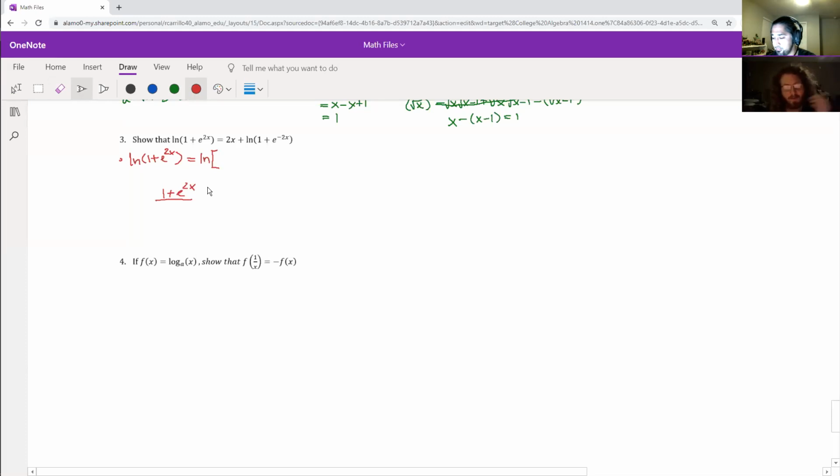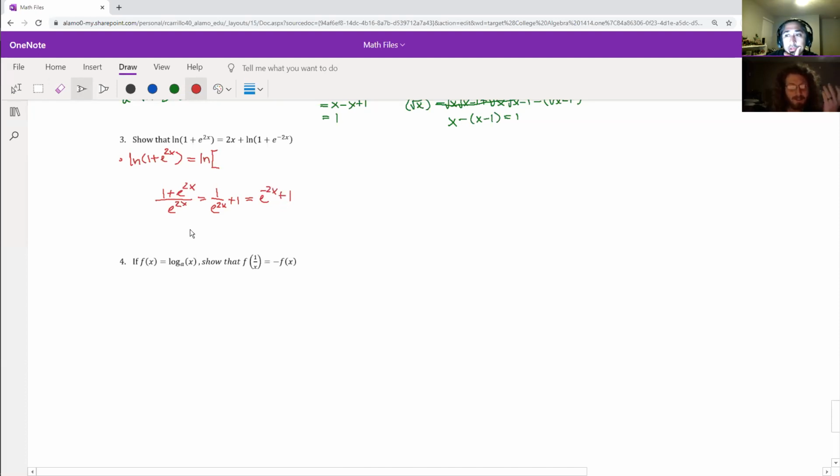I think what Professor Carrillo is saying in this case, starting with the simpler side and then factoring out will work, right? But to get back to this factoring out step, if I divided everything here by e to the 2x, right, then we would get 1 over e to the 2x plus 1, right? And this is equal to e to the negative 2x plus 1.